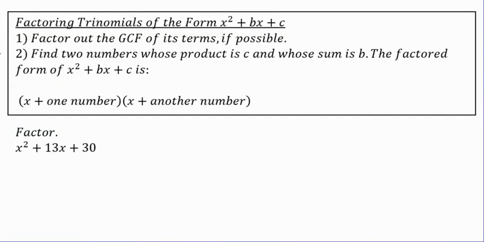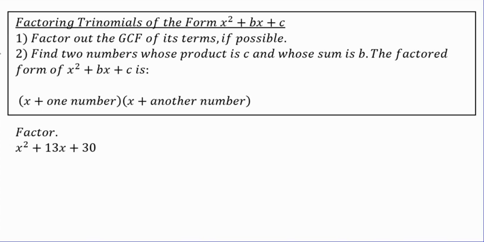In this video, we will cover how to factor trinomials in the form of x squared plus bx plus c, where b and c are constants, or they are numbers. So the first thing you always want to do when your prompt is to factor a polynomial, whether it's a trinomial or anything, is to factor out a GCF if possible.